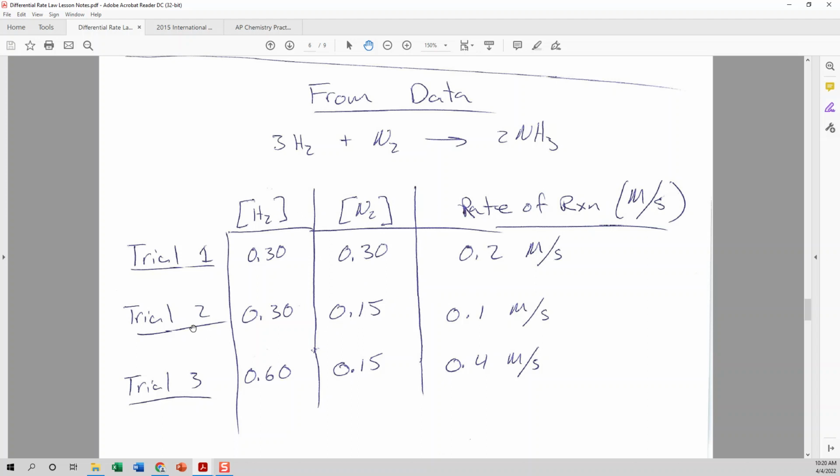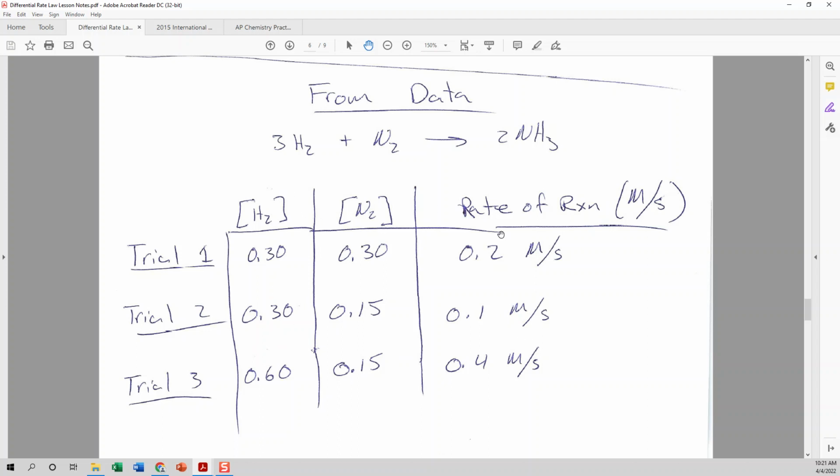If we look at trial 2 and trial 3, 0.15, 0.15 for nitrogen. So between trial 2 and trial 3, we kept the nitrogen constant. But what did we do to the hydrogen? We doubled it. So we doubled the concentration of hydrogen and kept nitrogen constant. What happened to the rate? It went from 0.1 to 0.4. The rate quadrupled. We doubled the reactant, but the rate quadrupled. So that means hydrogen is second order.